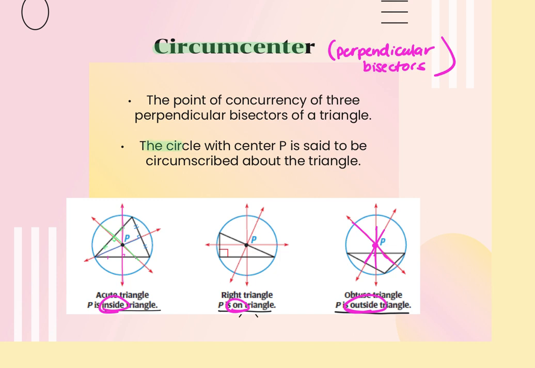The wording on this second one just says the circle with center P is said to be circumscribed about that triangle. So the wording is that the circle is circumscribed about the triangle. If the circle was inside the triangle, we say it's inscribed inside the triangle.